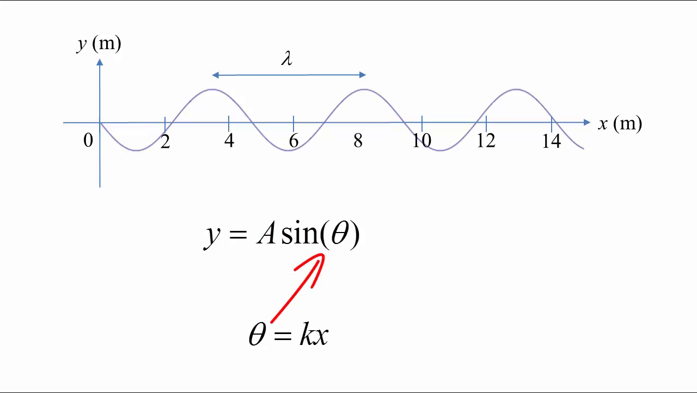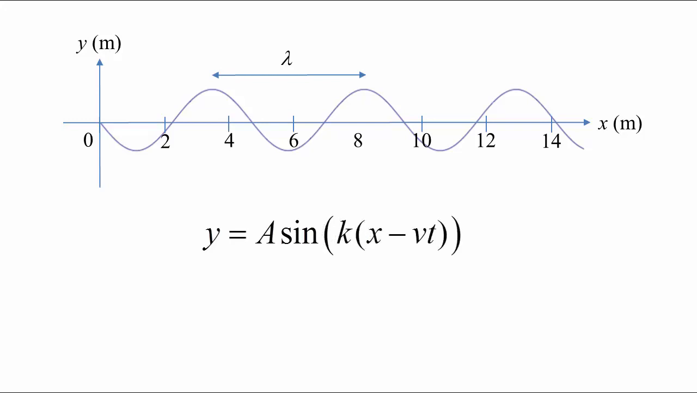Now we can substitute our conversion factor in the sine function to give us a wave equation as a function of position. To make the wave travel along the positive x direction, we replace x with x minus vt as previously described. Expanding the inner brackets out gives us y equal to A sine of kx minus kvt.